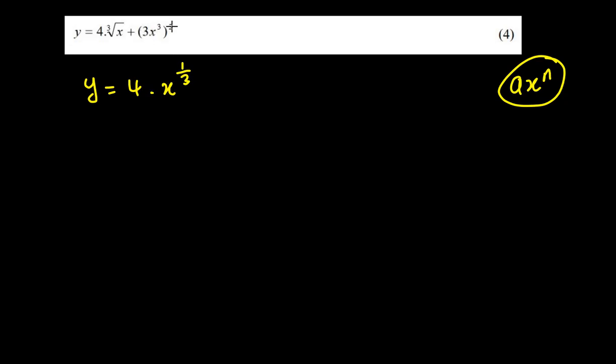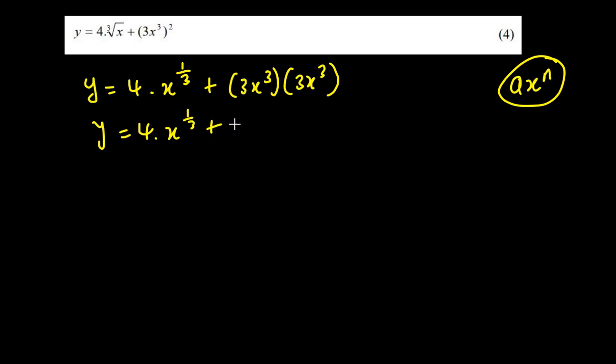Okay, what about this one here? That one there, it's 3x to the power 3 all squared, which means 3x to the power 3 times 3x to the power 3, right? So your y would be 4 times x to the power 1 over 3 plus 3 times 3 is 9, and then x to the power 3 times x to the power 3, the bases are the same, we add the exponents, we get 6. Now that it's in this form, we can apply the rules.